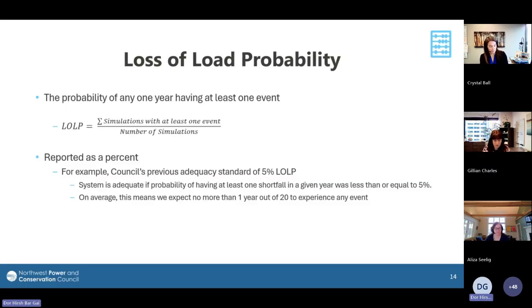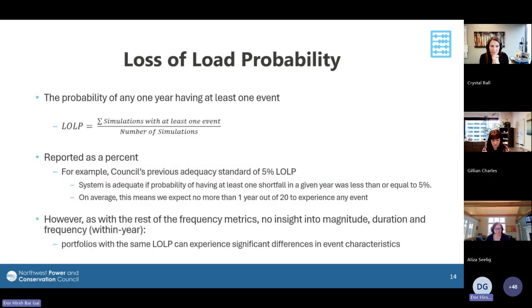And so you can start seeing how different language, and we'll see it more with the tail end metrics, can give a definition an interpretation that sounds a little different, but on average it's easier to interpret than just probabilities. I mentioned this in the overall slide, but none of the frequency metrics actually have insight into magnitude or duration, and with the loss of load probability specifically, it doesn't give you anything about within-year expectations. There's no way of knowing if the year had one event, 1,000 events, or 2 events. It's just whether or not the year will experience challenges.